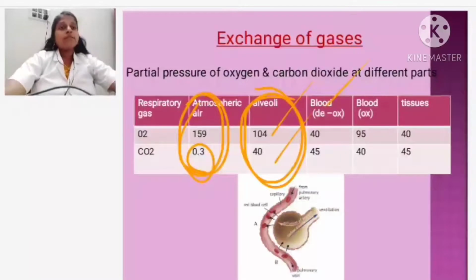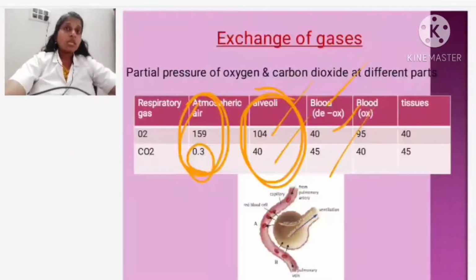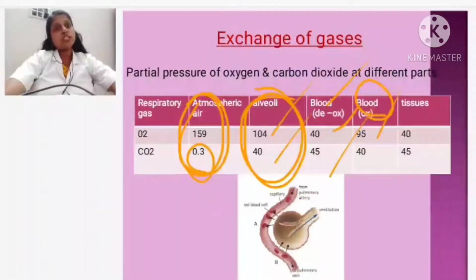Now, blood, when it is deoxygenated, deoxygenated means venous blood, impure blood. Okay. So, where is it present? In the veins. So, in the veins, the partial pressure of oxygen is 40 and the partial pressure of carbon dioxide is 45, which means carbon dioxide is more compared to oxygen. And the blood which is oxygenated, oxygenated means what? Arteries, the blood which is flowing in the arteries, oxygenated blood. Here the oxygen is more, so 95 mmHg. And what is the partial pressure of carbon dioxide? It is only 40 mmHg.